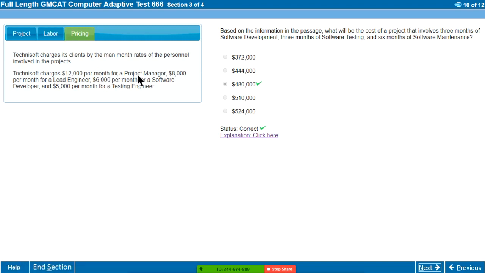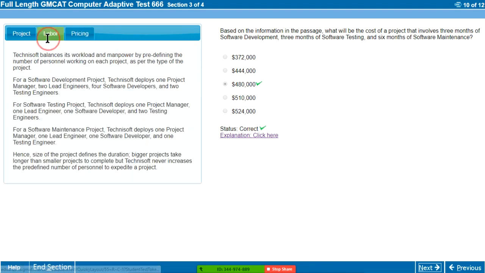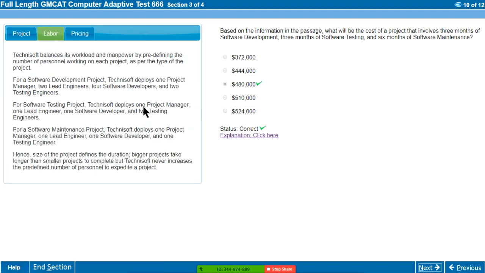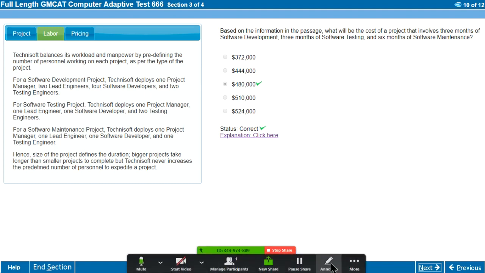values for each of the types of employees who are required for each of the projects, and sum up what is the per month rate for having a software development, and so on and so forth. So therefore, you have these values of 12,000, 8,000, 6,000, and 5,000 for the manager, the lead engineer, the developer, and the testing engineer. So what you can do is, now, 12, 8, 6, and 5 being the numbers, you can form a table for this over here.